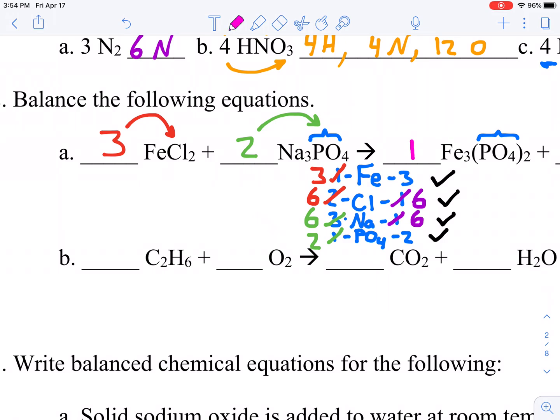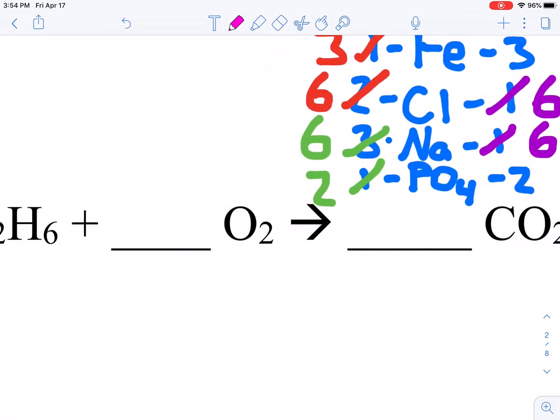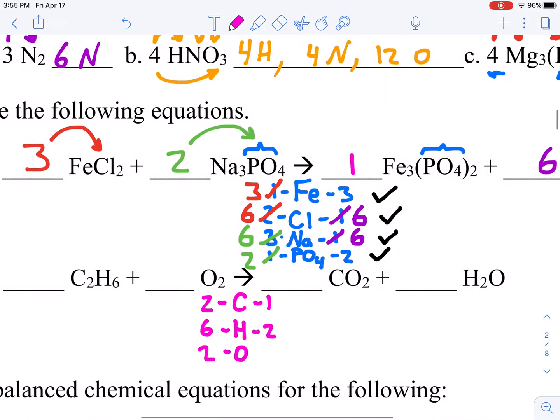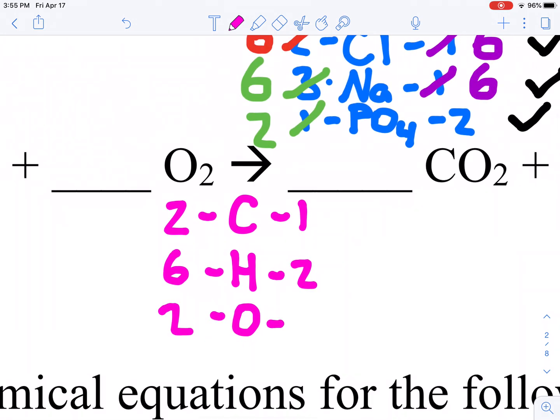So let's start by making our list. We know there are carbons on both sides. We know there are hydrogens on both sides. We know there are oxygens. On the left-hand side, there are 2 carbons. On the right, there's 1 carbon. On the left-hand side, there are 6 hydrogens. On the right-hand side, there are 2 hydrogens. On the left-hand side, there are 2 oxygens. And on the right, be careful, there are 2 oxygens in CO2 and 1 in water. So there's a grand total of 3 oxygens.